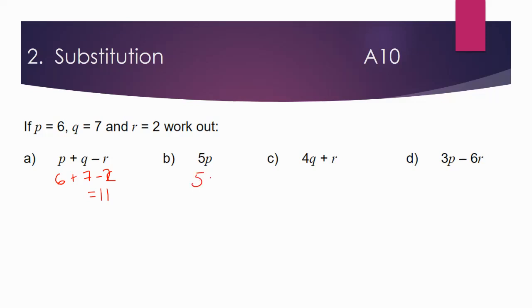Okay, when there's no sign in between, that means multiply. So we've got 5 times our value of P, which is 6. So that's 30. For Q, there's no sign in between the letter and the number, so that means multiply. So we've got 4 times 7. Then we're going to add on 2. 4 7s are 28 plus 2, so that's 30. So we've got 3 times 6, take away 6 times 2.